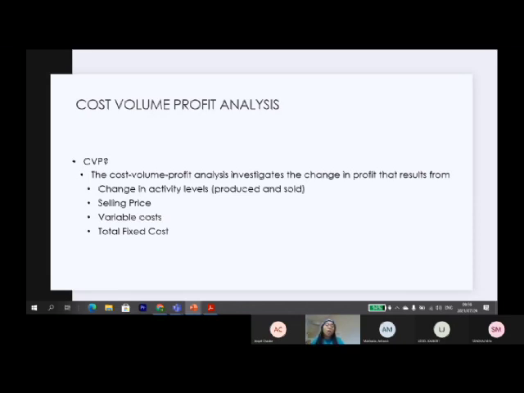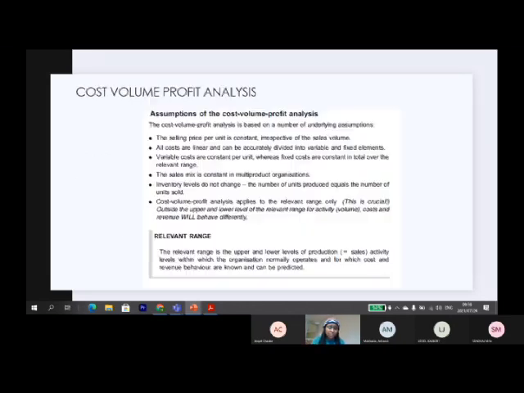Very important to know why you use certain tools. Why are you doing what you're doing? Always remember these four reasons as to why we use it. Okay, so there are certain assumptions, right?